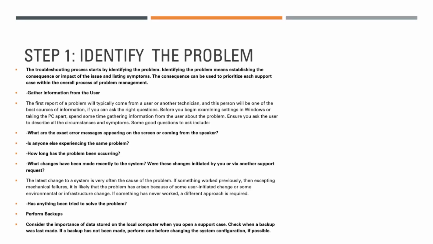If something worked previously, barring mechanical failures, it is likely that the problem has arisen because of some user-initiated change or some environmental or infrastructure change. If something has never worked, a different approach is required. Has anything been tried to solve the problem?